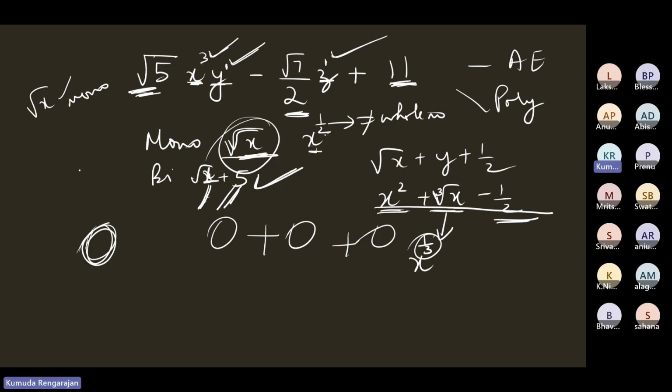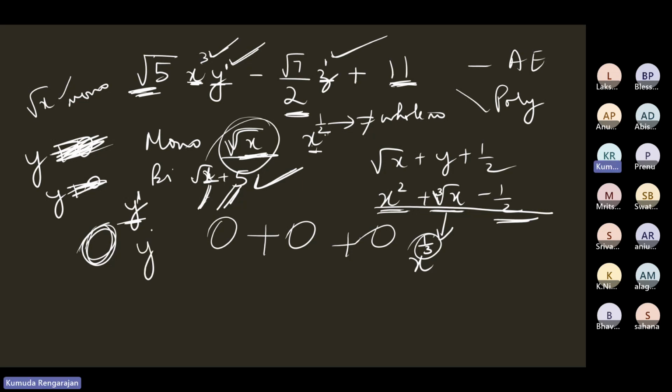So a monomial is a polynomial with 1 non-zero term. A binomial is a polynomial with 2 non-zero terms. It should have 2 terms, and both terms must be non-zero. Now if I write y plus 0, this is not a binomial. 0 is not considered a term, so y plus 0 does not make it a binomial. Take away 0, and y is a polynomial because the power of y is 1, which is a whole number.